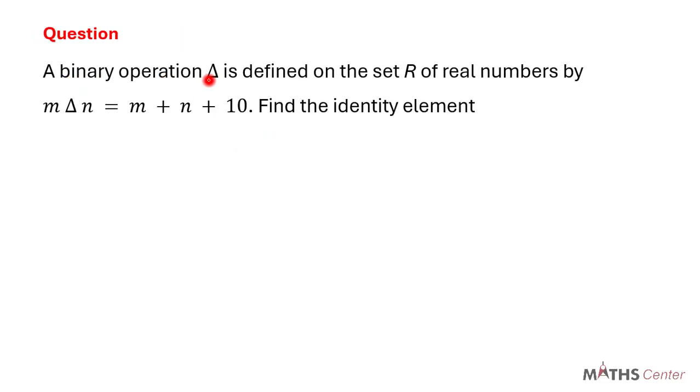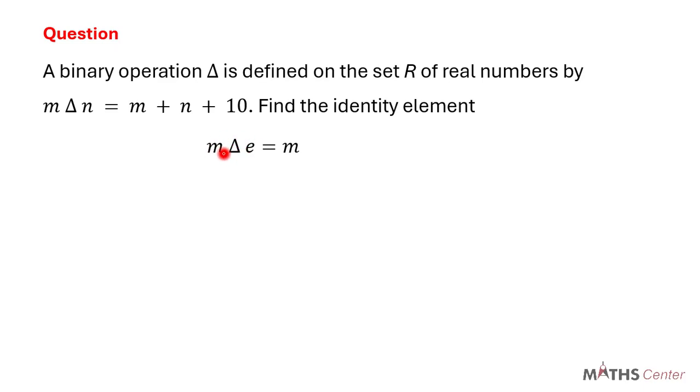A binary operation delta is defined on the set R of real numbers by M delta N is equal to M + N + 10. Find the identity element. Let's assume that the identity element is E. Here, the binary operation is delta. So if the identity element is E, then we can say that M delta E is equal to M. You can also say N delta E is equal to N. It's the same thing.